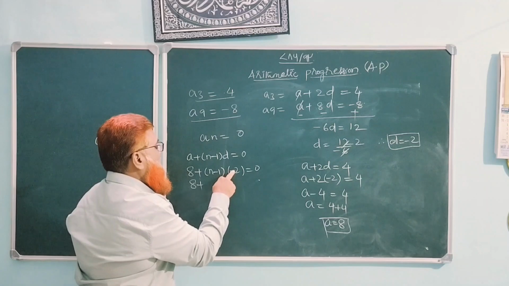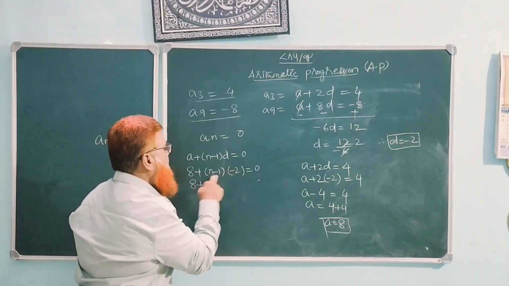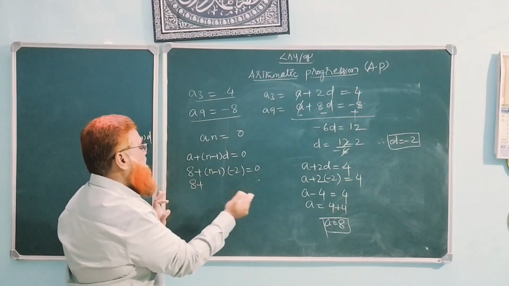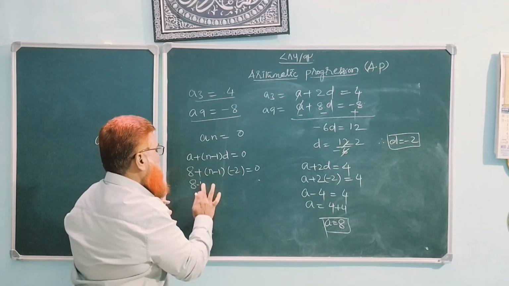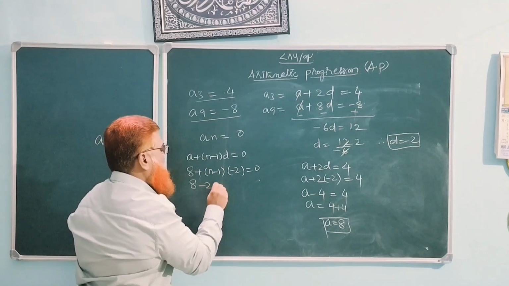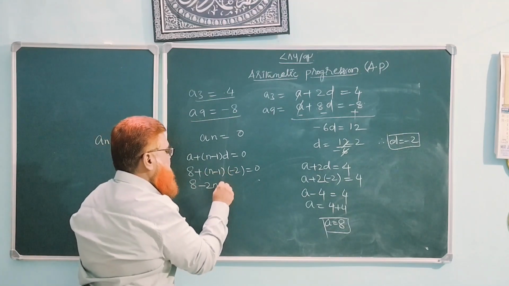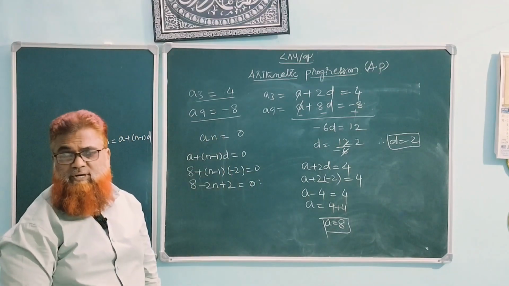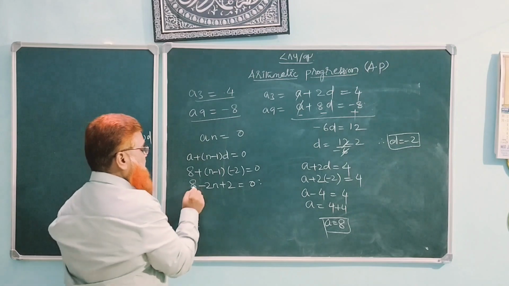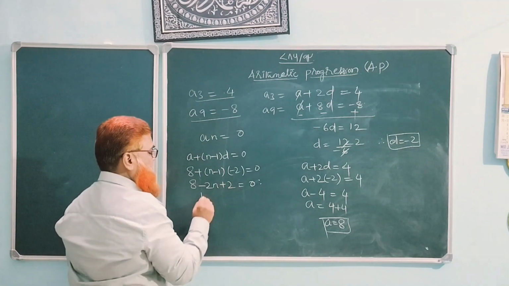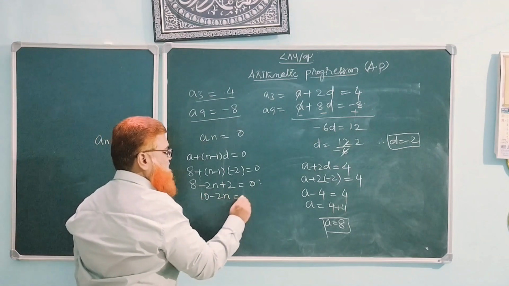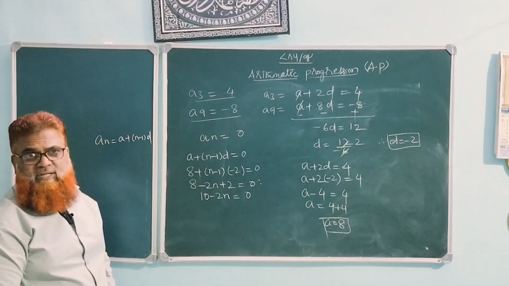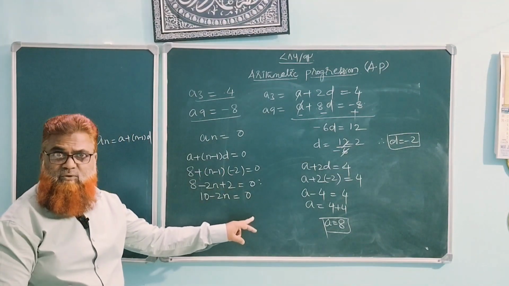See, this is minus 2 multiplying both n and minus 1. Minus into plus, and this will be minus 2n. Okay, minus of minus, it will be plus 2 is equal to 0. Do you understand? What happened? It is 8 plus 2, it is 10 minus 2n is equal to 0. 10 minus 2n is equal to 0.